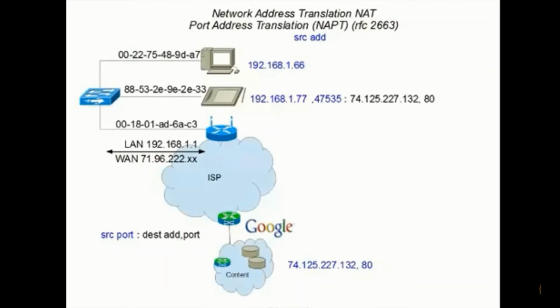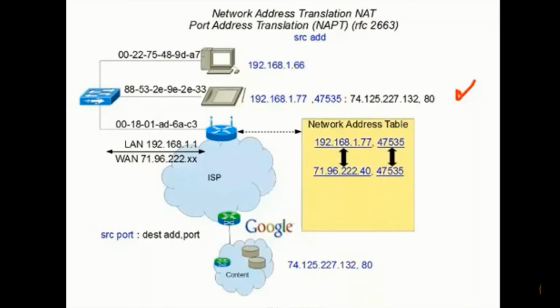Here's an example where in my tablet I want to make a query to Google, which is 74.125.227.132, using port 80, which is the well-known HTTP port for the World Wide Web. But I've got a source IP address of .77 and a source port. So my TCP source port is going to be 47535.